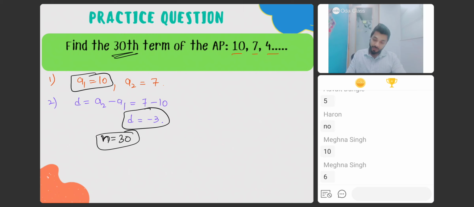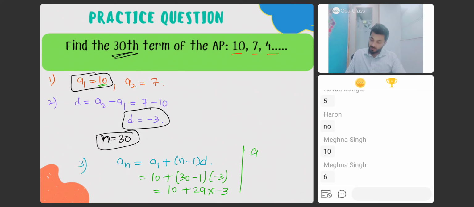So now let me write down the formula. An is your a1 plus n minus 1 times d. We have everything: a1, n, and d. A1 is 10, plus n is 30, 30 minus 1, times d, which is minus 3. So 10 plus 29 multiplied by minus 3. A30 is equal to 10 minus 87, so A30 will be minus 77. So the 30th term is minus 77.